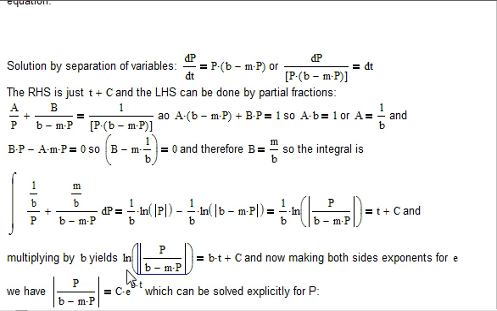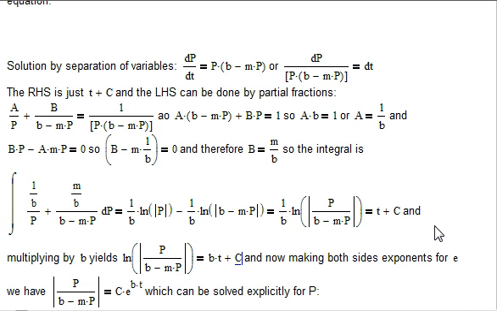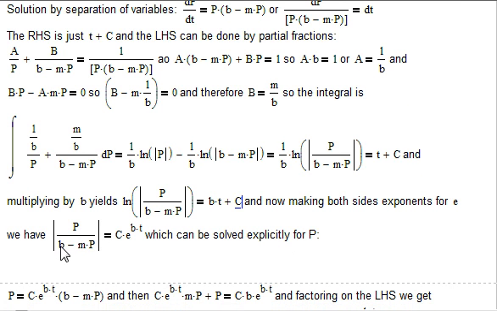So that way we have ln of p over b minus mp equals bt plus c. It's actually c times the other b, but it's an arbitrary constant, so we'll just call it c again. Making both sides exponents for e, we have p over b minus m times p, that's an absolute value, equals c times e to the bt. This c is e to this c, which was b times this c originally, but it's still arbitrary, and that'll get rid of our absolute value sign.